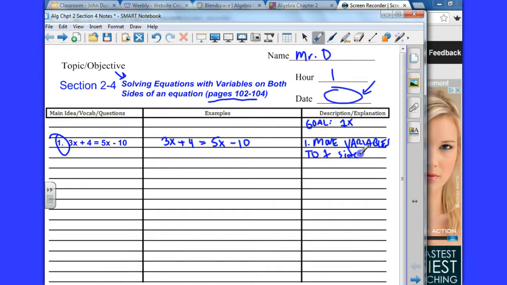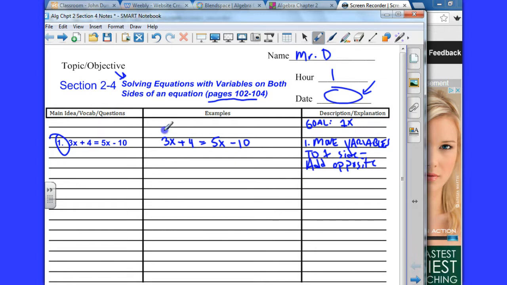And the way that you do that is by adding the opposite. It's the easiest way to think about it. Move the variables to one side by adding the opposite. Remember to hit pause as I go through this video. I have to talk kind of quick to keep the time under 10 minutes. You hit pause, get everything down, and rewind when you don't understand.